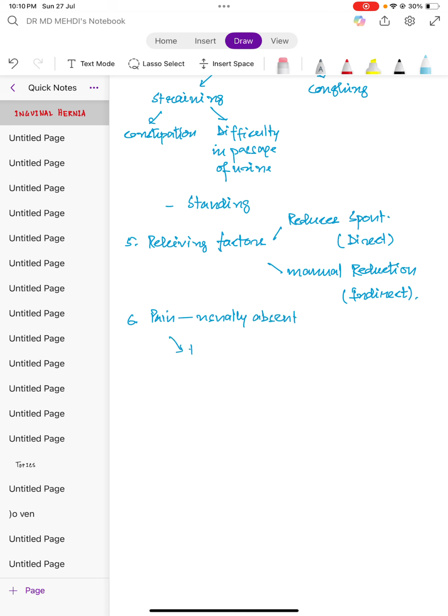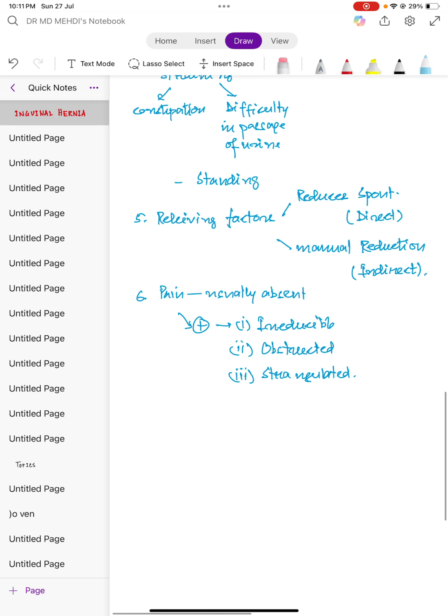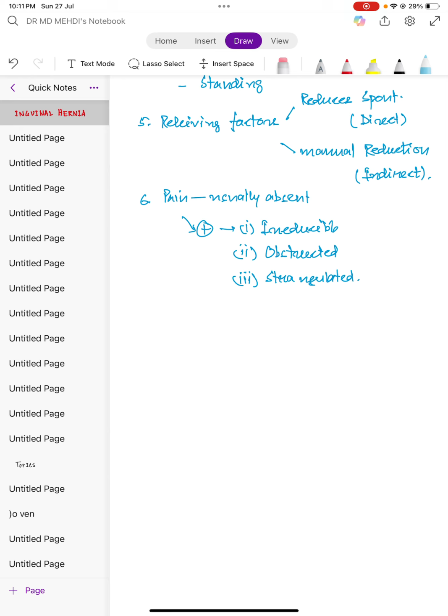If pain is present, what does it signify? It signifies either it is irreducible, or it is obstructed, or it is strangulated. These are the main causes of pain. Now, after this, if the patient is having pain, then you have to rule out all these things. Now, what do you mean by irreducible?